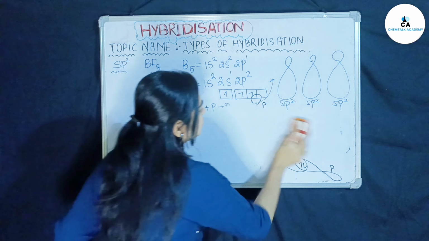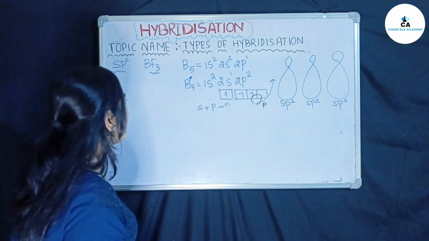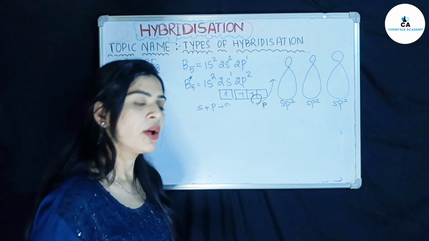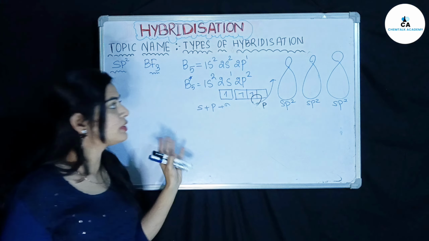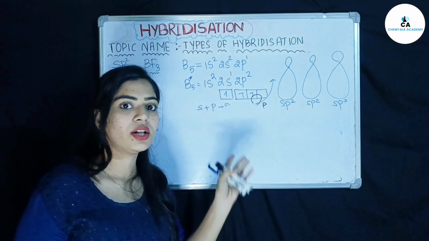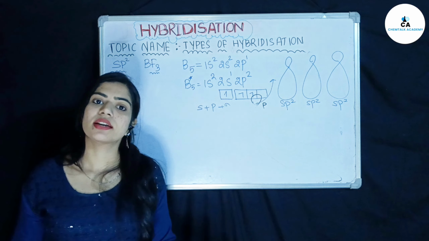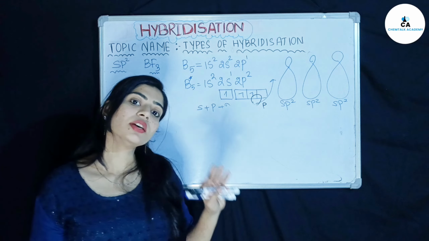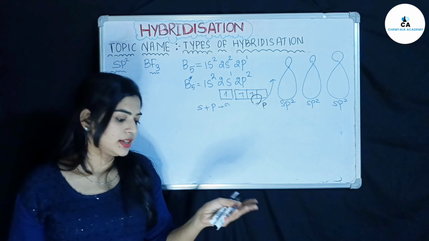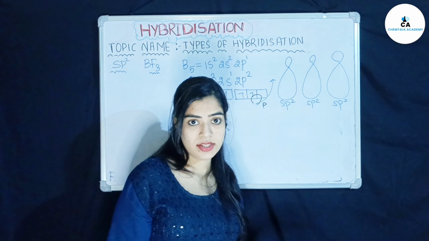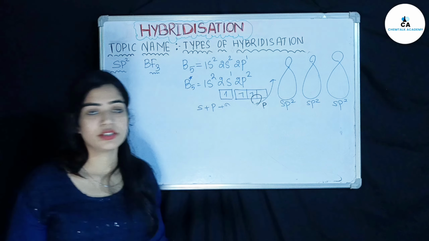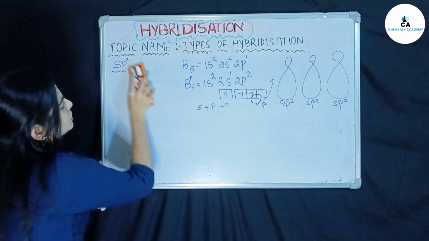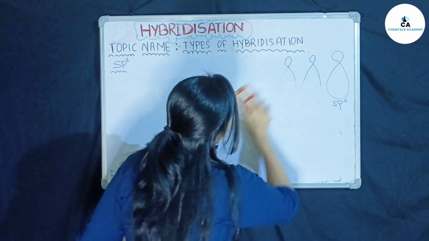You will be having one doubt, ma'am: you have told an easy one, BF3, now go for carbon double bond. Don't worry. In the next class we will go for that as well. We will see all the molecules: carbon single bond, carbon double bond, carbon triple bond, and also some molecules where I have told that the fully filled orbitals also participate in hybridization. So we will cover everything. Don't worry.